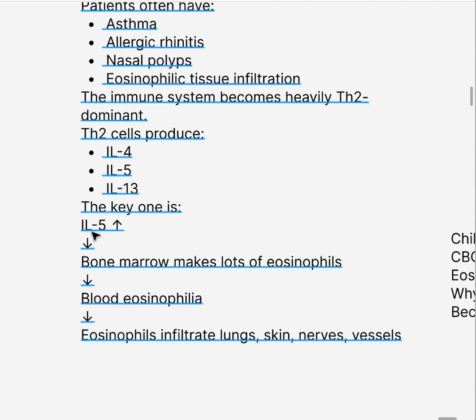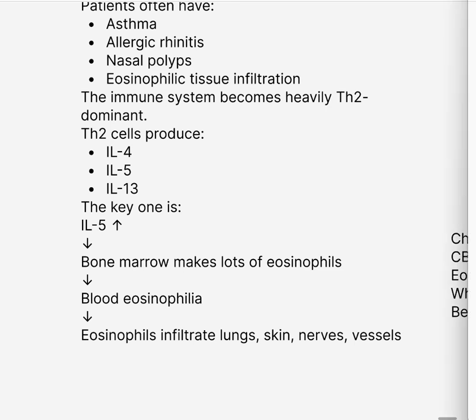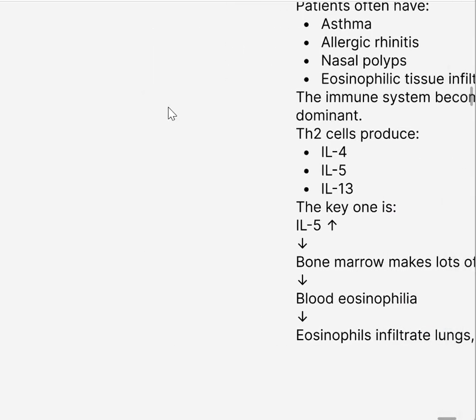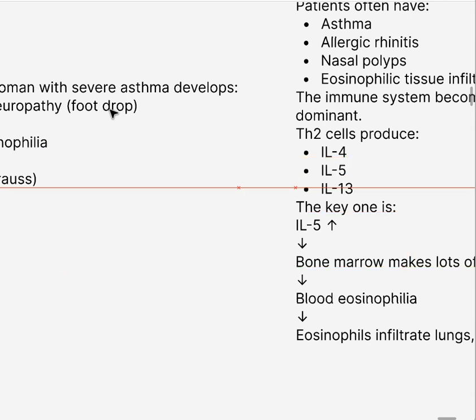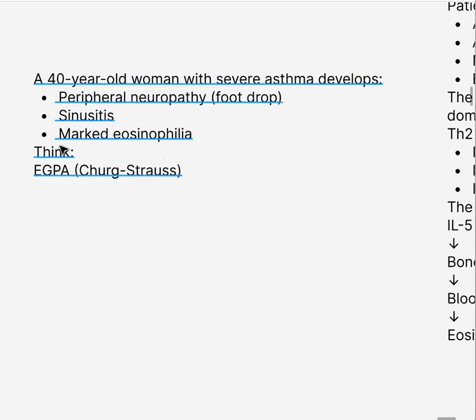Interleukin 5 tells the bone marrow to make lots of eosinophils, and this leads to blood eosinophilia. Eosinophils infiltrate the lungs, skin, nerves, and vessels. A classic vignette would be a 40-year-old woman with severe asthma who develops peripheral neuropathy, which is basically foot drop, sinusitis, and marked eosinophilia. So you think about Churg-Strauss syndrome, right?